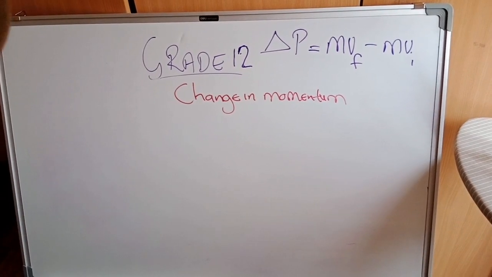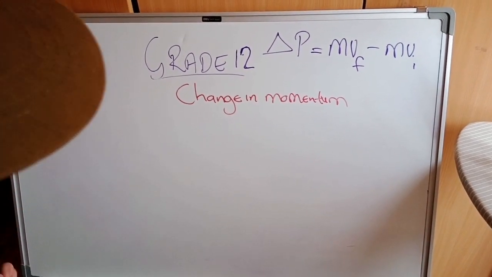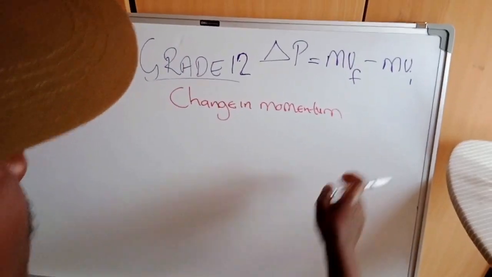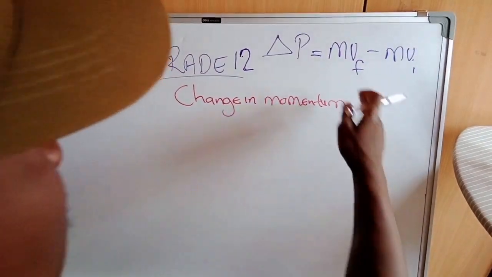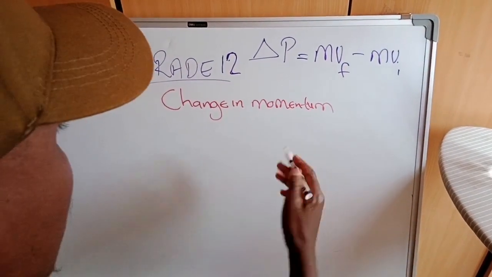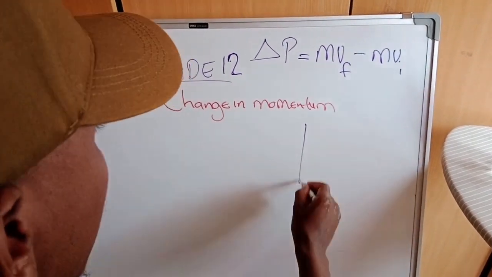We know that momentum is mv, right? That is how we calculate momentum. So now we have the final momentum minus the initial momentum. It's going to give us our change in momentum. Remember, direction is very important. Momentum is a vector, so don't forget that.